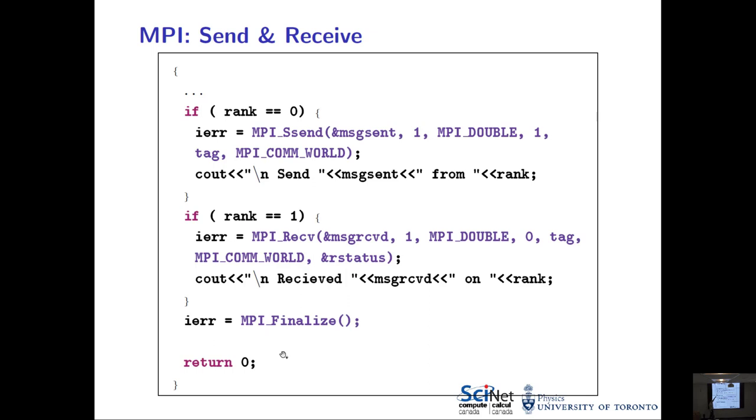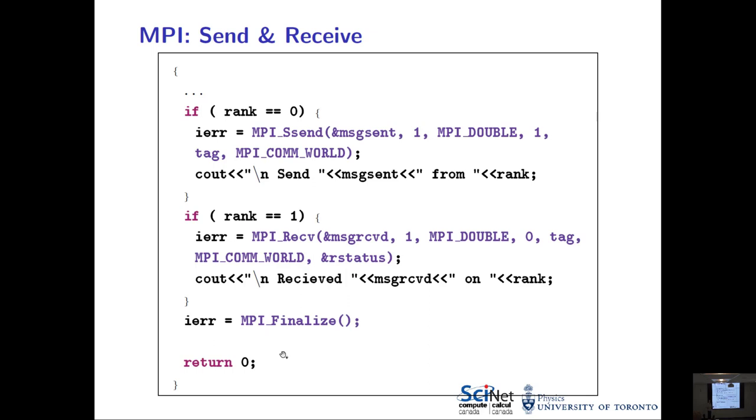And then on the receiving side, I'm just going to have the flip side of that. I'm on rank one, I'm going to receive something. It's only one long, it's a double. I'm receiving it from zero. So now you can kind of see where some of the annoyance comes with MPI. There's a lot of bookkeeping. You have to control all of this yourself.